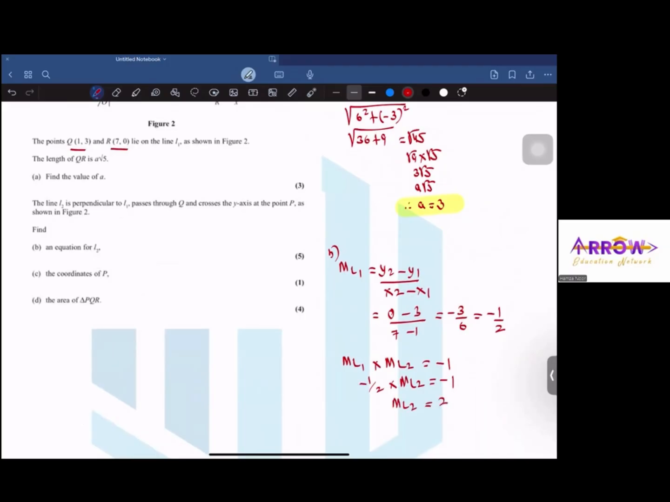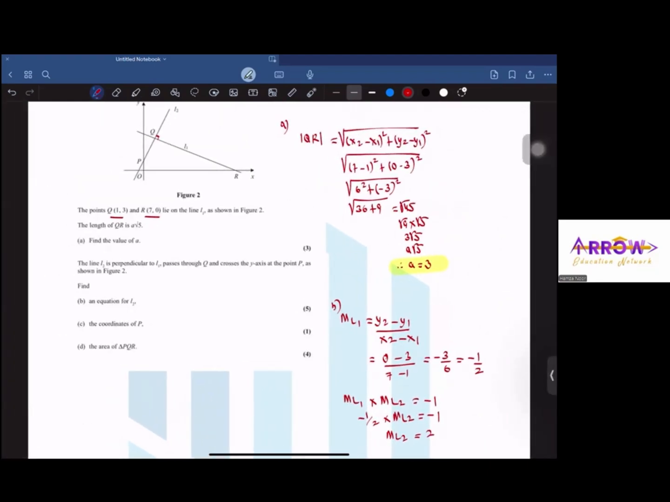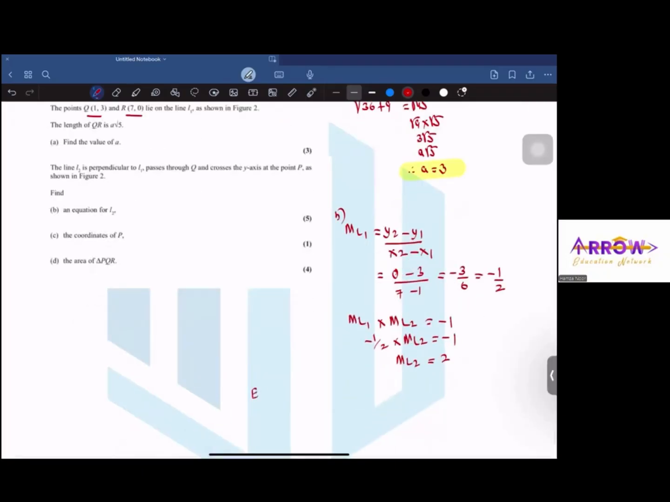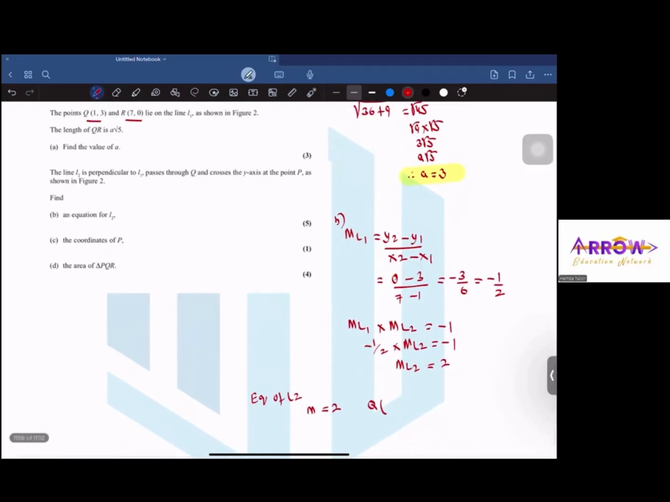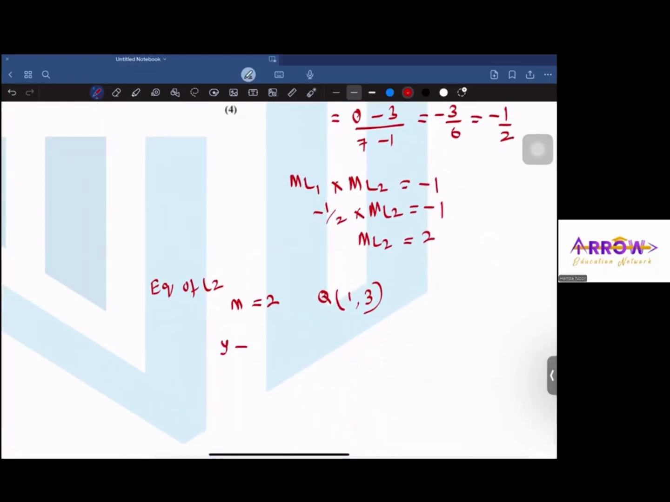What we know is that point Q is also on the line L2 and Q is (1, 3). So when you find the equation of the line L2, you need to find the equation of the line which has a gradient of 2 and passes through the point Q given in the question, which is (1, 3). So we are going to use this form: y minus y1 is equal to m multiplied by x minus x1, meaning y minus 3 is equal to 2 multiplied by x minus 1.